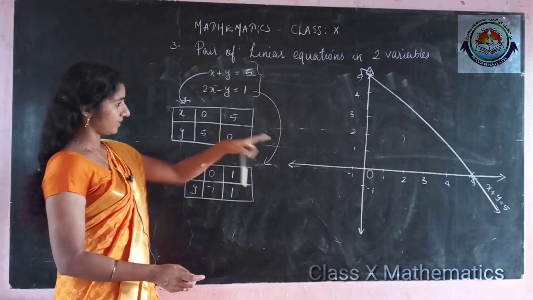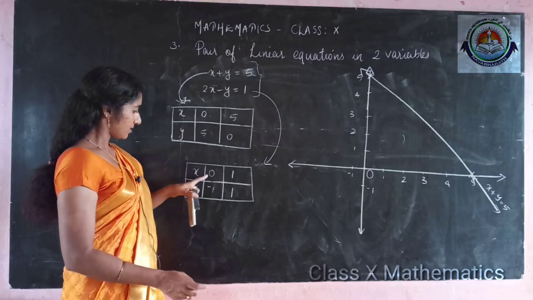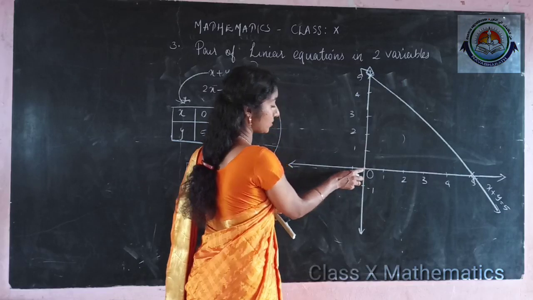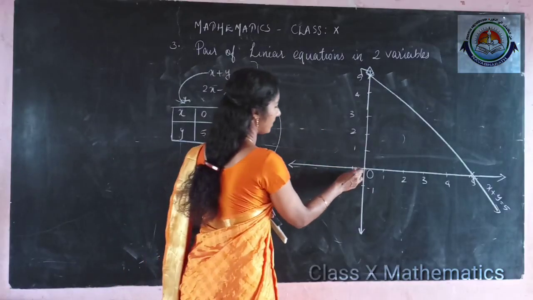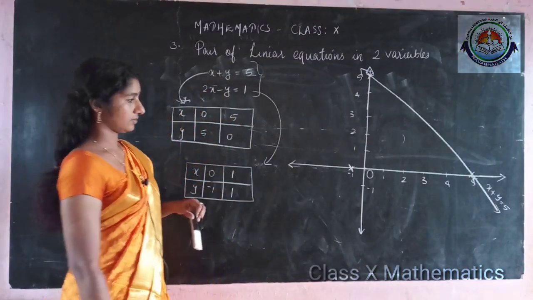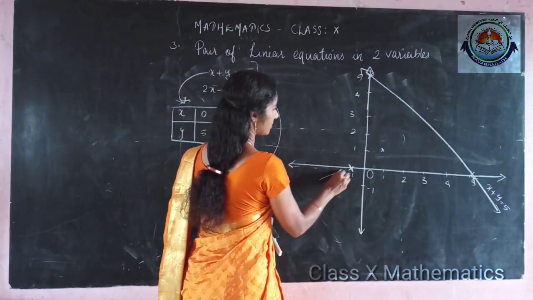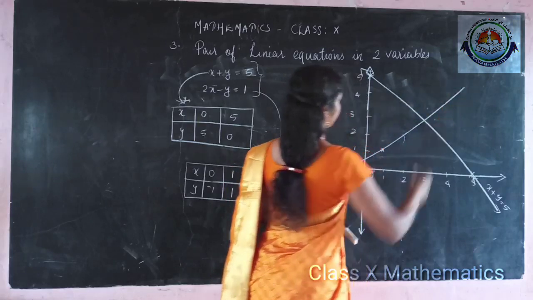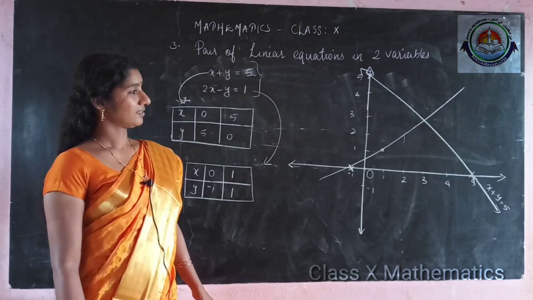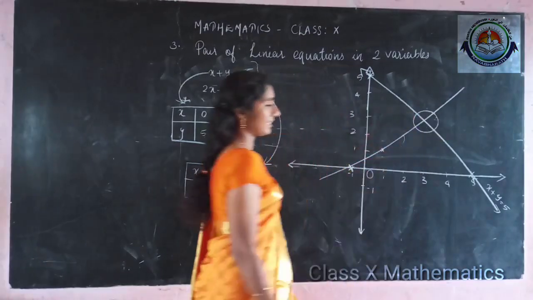And next, the second line. The first line we finished. Second line, 2x minus y is equal to 1. Plot the points x 0, y minus 1, and x 1, y 1. It goes like this. What can you say? Are they intersecting? Yes, they are intersecting. So we are getting intersecting lines.